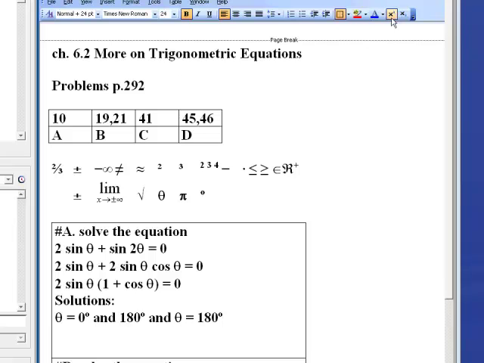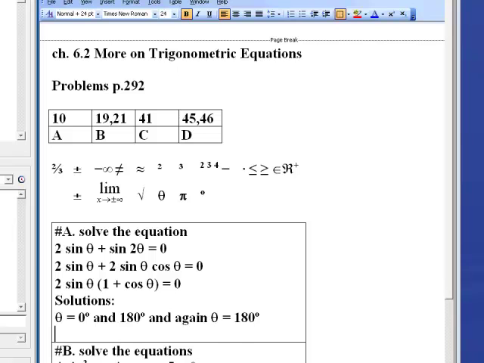And here I guess I can write down, maybe I write that in front, and again, theta equals 180 degrees from the second factor.